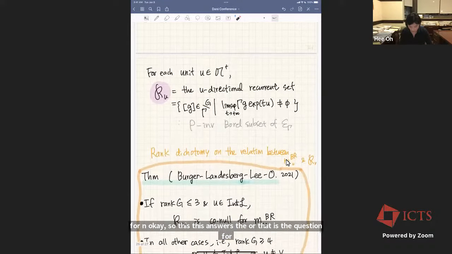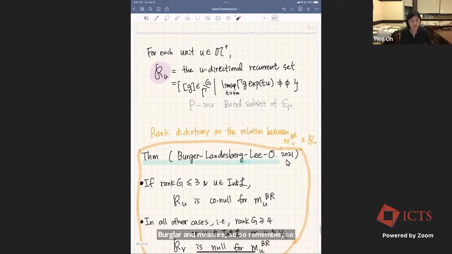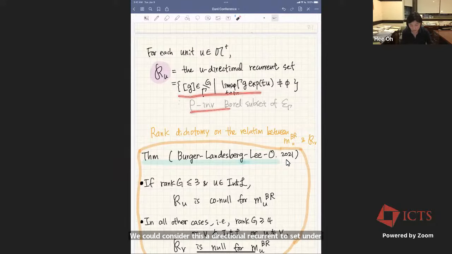So remember, we were interested in the unique ergodicity question on the recurrent set, for the directional recurrent set. Let me remind you the definition of a directional recurrent set. For every direction in the positive Weyl chamber, we could consider this directional recurrent set under that direction, which was a P-invariant Borel subset.